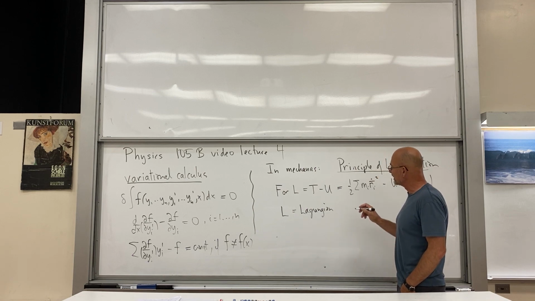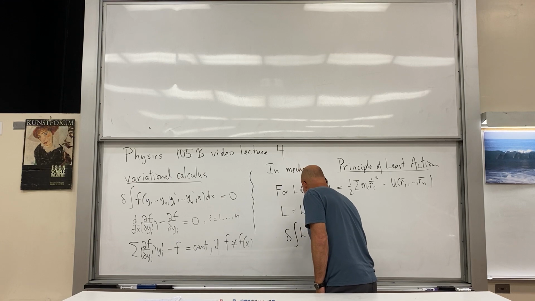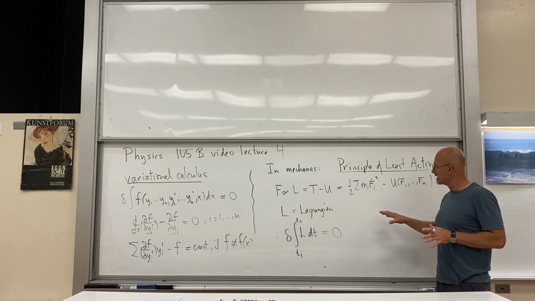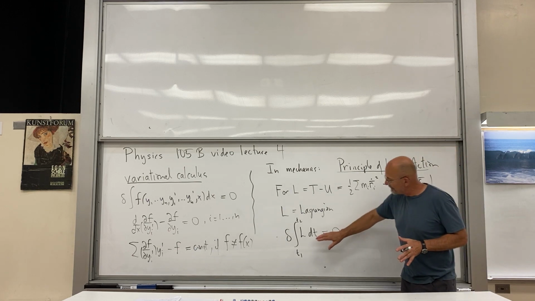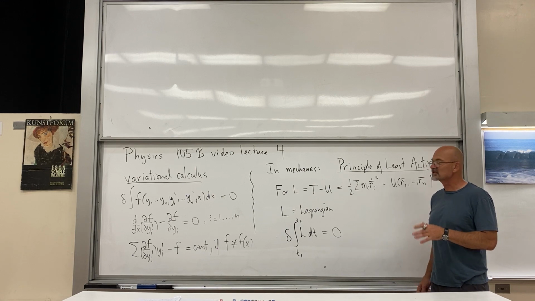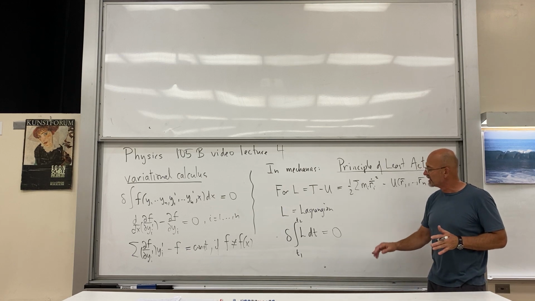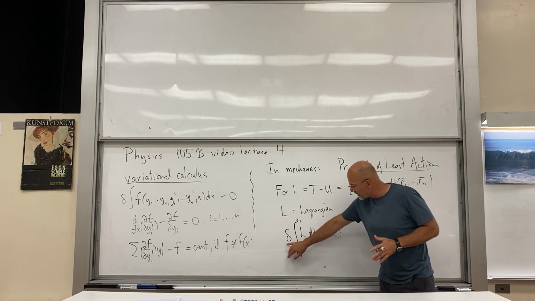We have a principle, namely the variation of the integral of L dt from t1 to t2 is equal to 0. And what that's saying is that the true motion of the system, the motion that the system takes on under the laws of nature, minimizes this integral of L dt, and there's this variational principle.